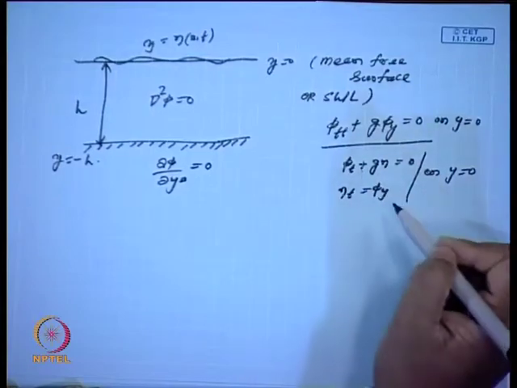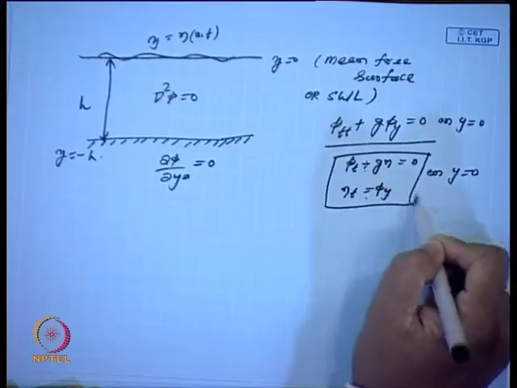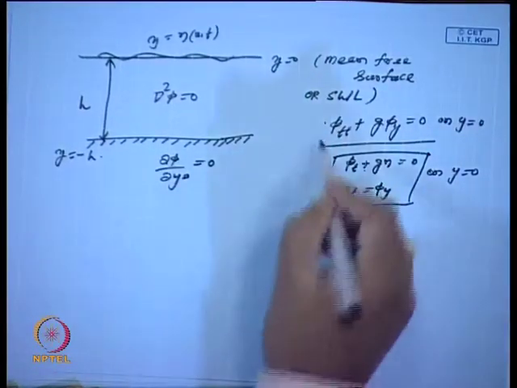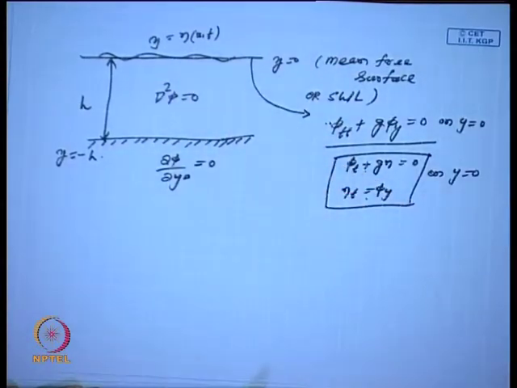This is the linearized dynamic condition, this is the linearized kinematic condition, and combining these we have already got the free surface boundary condition, which is this, and this is satisfied on this surface y is equal to 0.